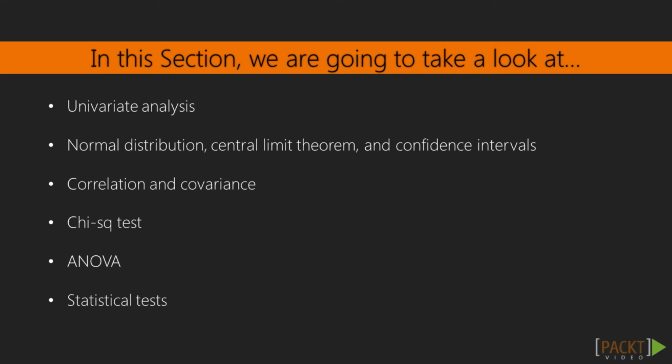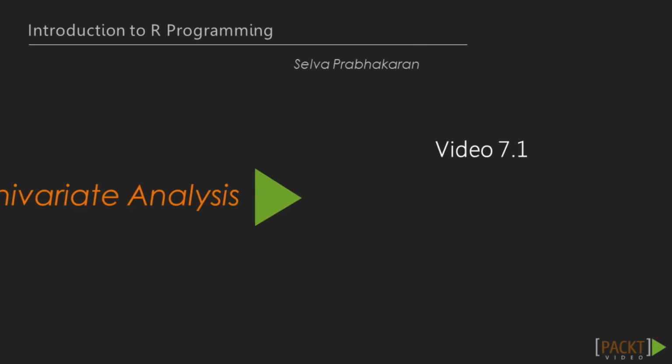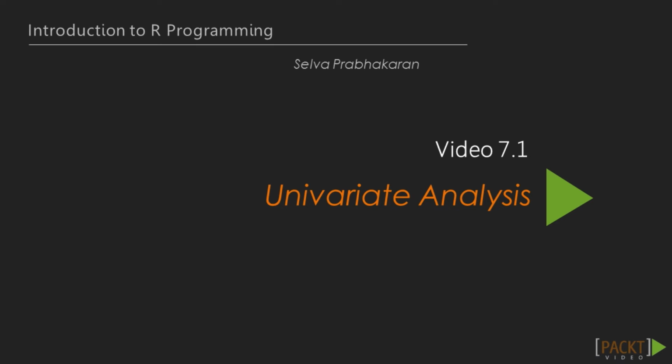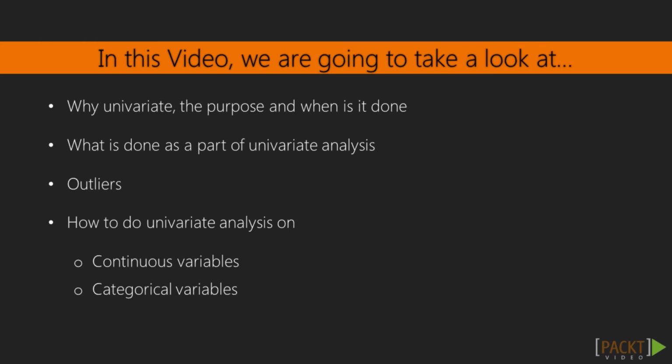It is a customary task to do the univariate and bivariate analysis for most data analysis and predictive modeling projects. So, in this video, we will begin with univariate analysis. In the process of learning about univariate analysis, we will be covering why we call it univariate, the purpose, and when it is done. We'll understand the process of univariate analysis, what outliers are, and how to find them. And finally, how to perform univariate analysis on continuous and categorical variables.